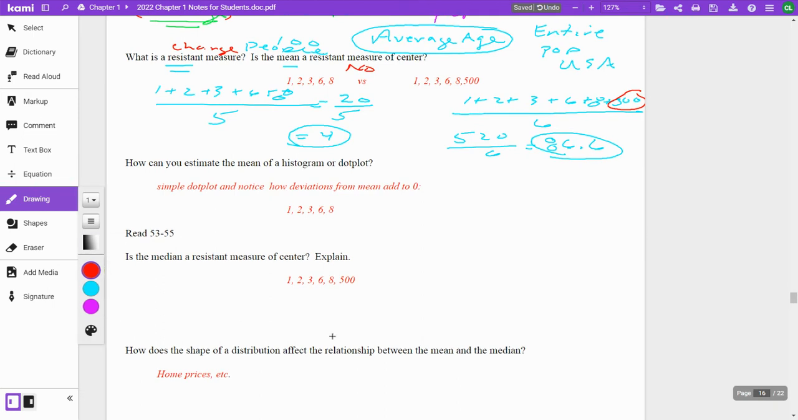Okay, so how can you estimate the mean? How can you estimate the mean of a histogram or a dot plot? So basically, look, it's like this. If we just use these numbers and we evenly space them, 1, I got a dot, 2, I got a dot, 3, I got a dot, 4, 5, 6, I got a dot, I got a 3 here, and then 7, 8, I got a dot.